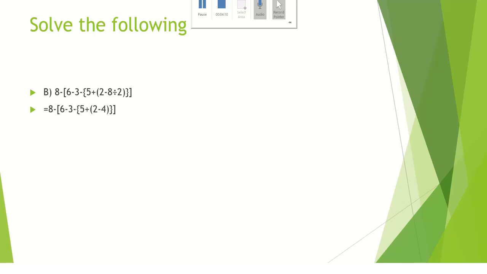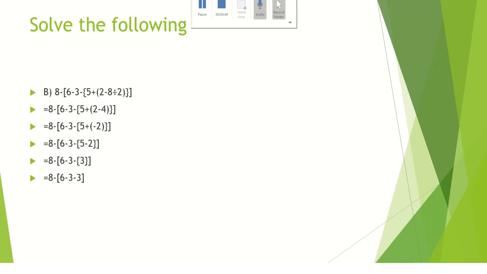Here again, if you solve 8 minus 6 minus 3 minus in brackets 5 plus, this will always be like that, 2 minus 4. Continue the same procedure. 2 minus 4, again start with the brackets. So 2 minus 4 is minus 2, the answer. So if you observe the third step, 5 plus minus 2 gives you 5 minus 2. The same goes for everything remaining; you'll be solving step by step, one by one.